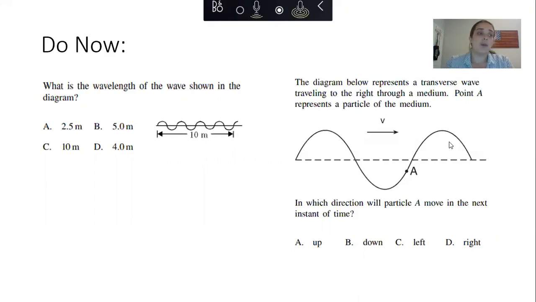When I say press pause now, take the next 2 minutes to solve these problems. Once you are done, press play to join the video again. Press pause now.